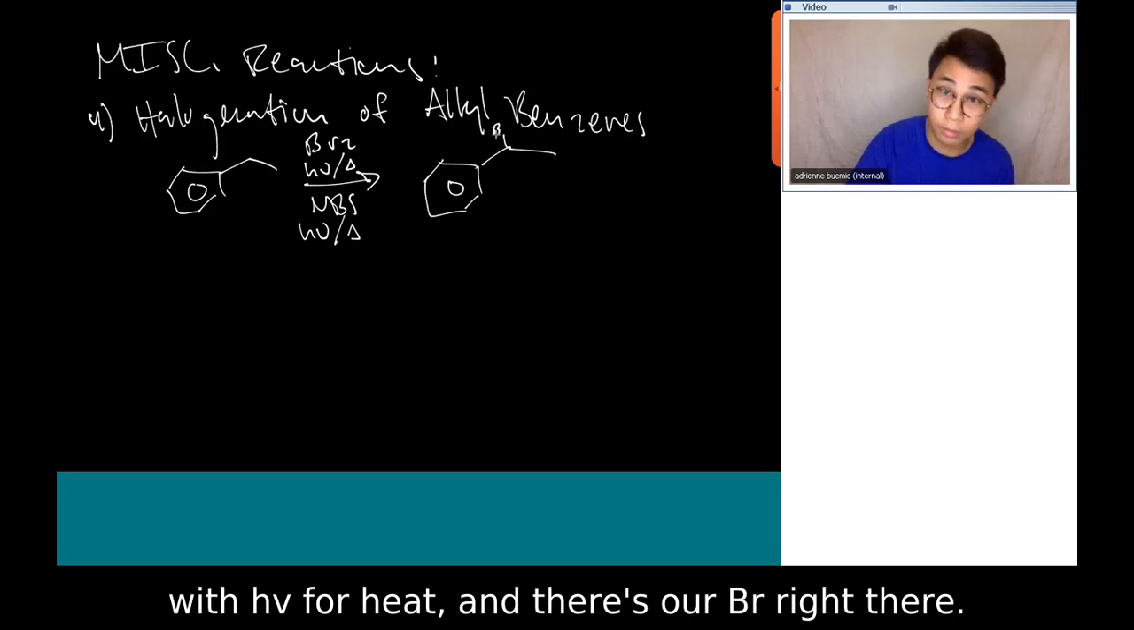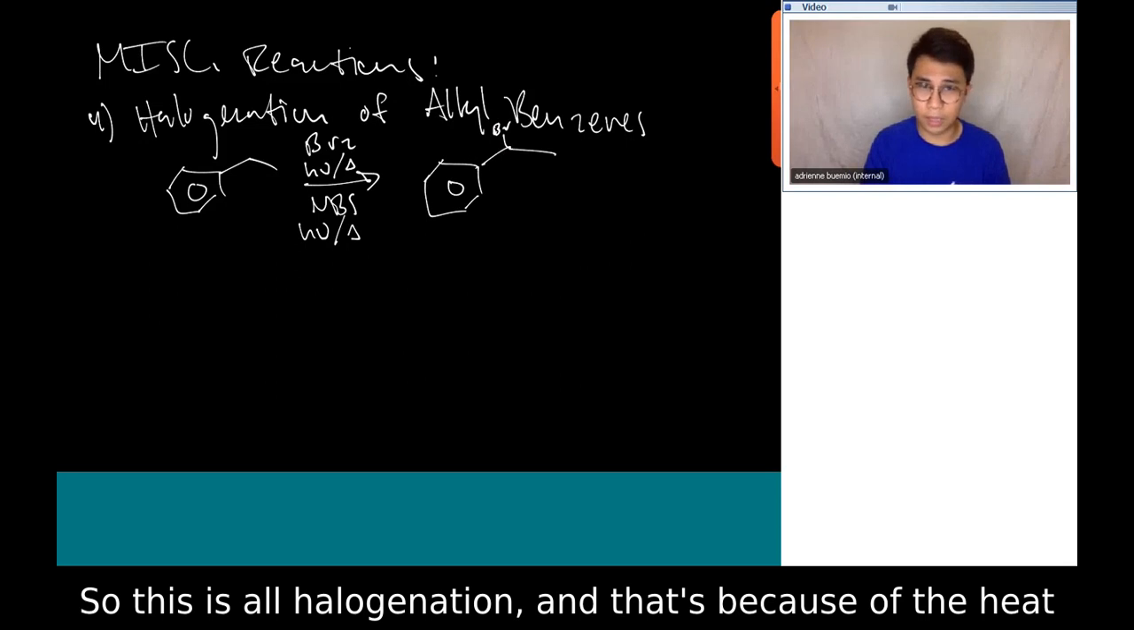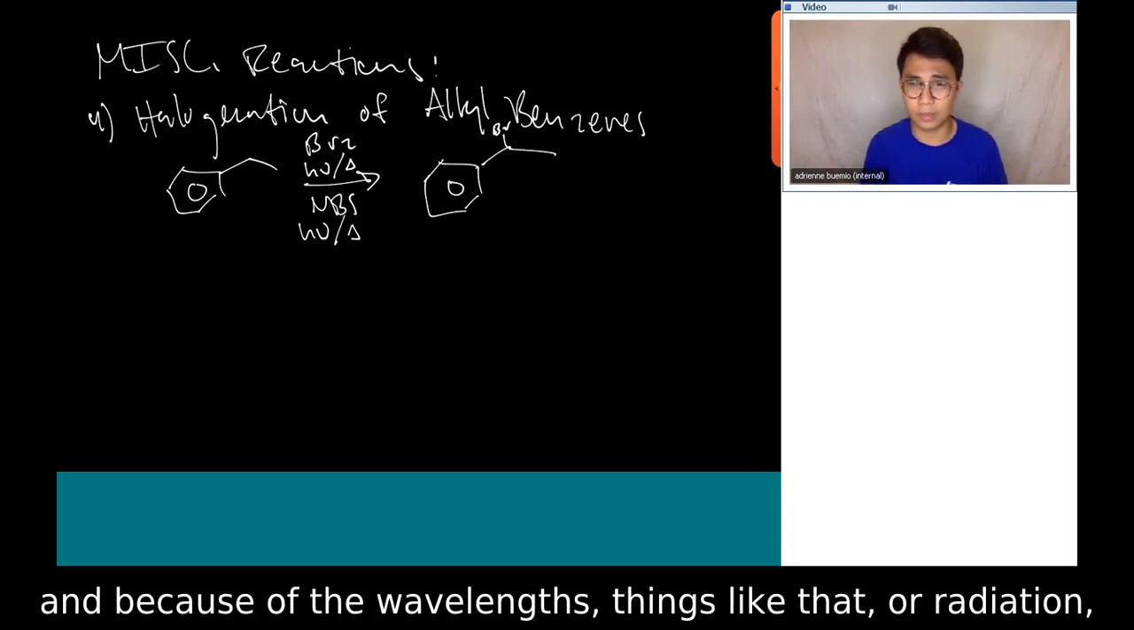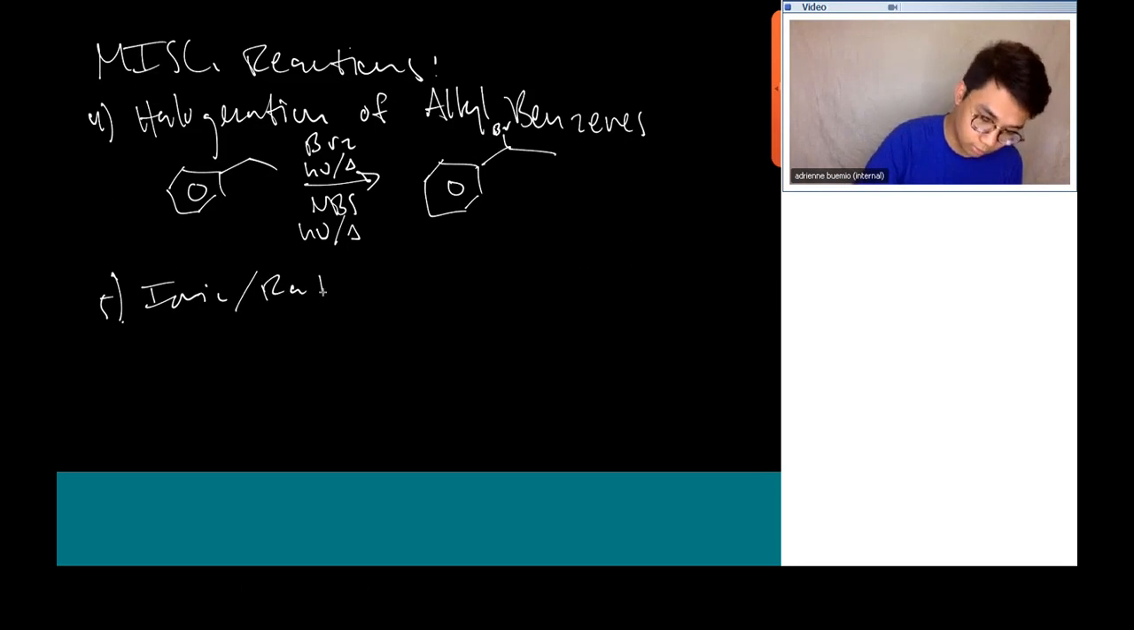And there's our Br right there. So it goes to this carbon again. So this was halogenation, and that's because of the heat, and because of the wavelengths, or radiation, hv.